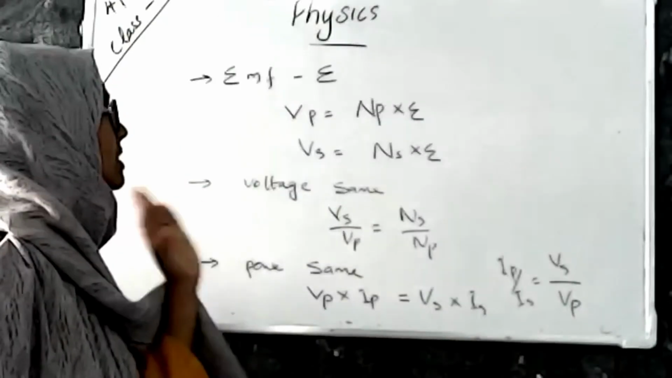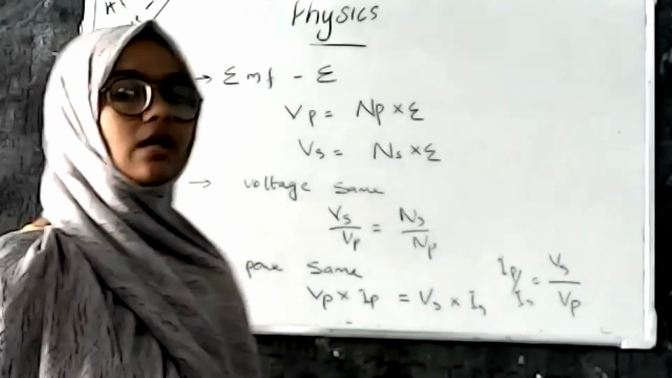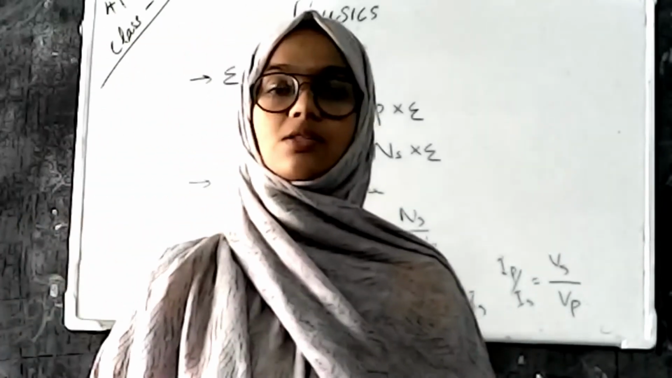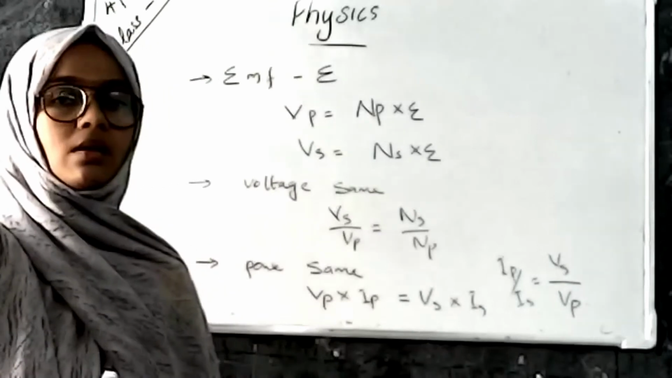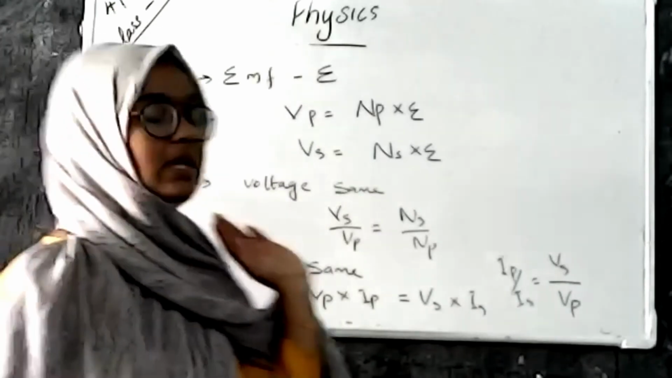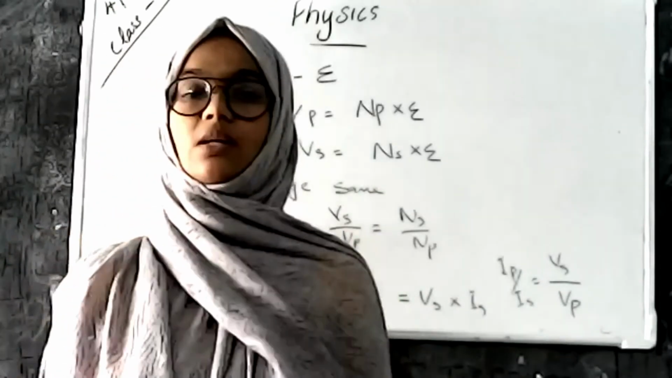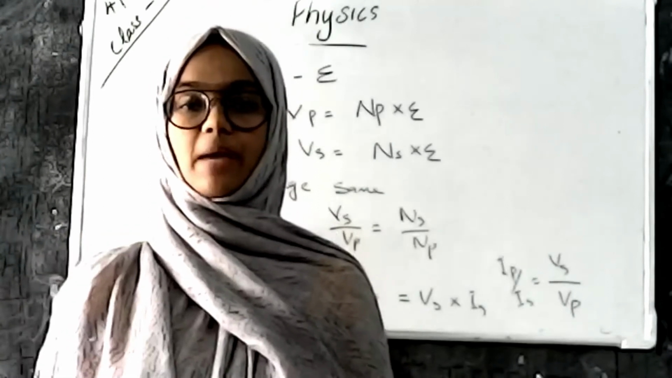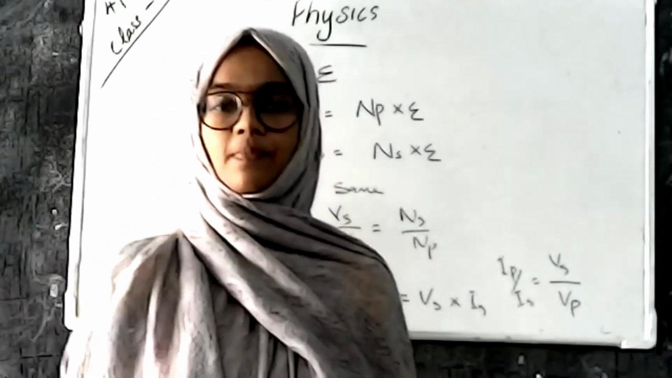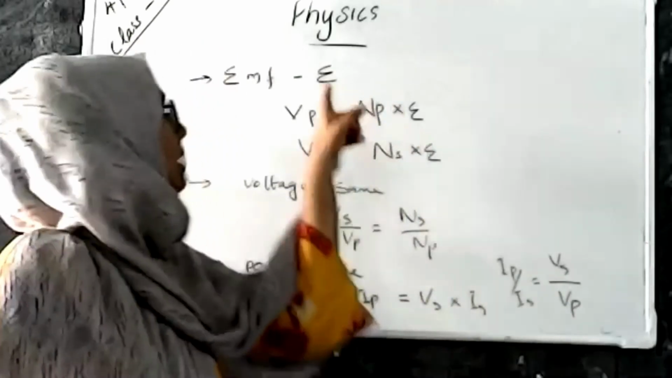So now we are discussing the EMF, voltage and power of the transformer. The induced EMF, or the EMF in each of the turns in a secondary or primary coil, is the same, and that is denoted by the term epsilon.